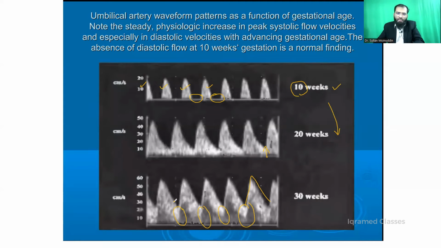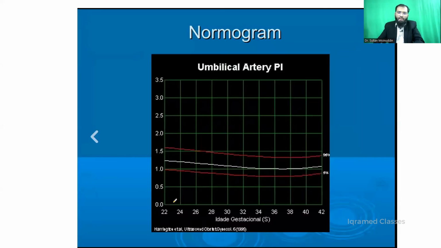Okay. Now you have got various parameters. So one is called PI, second is called RI. So both of these, what are they? These are parameters which are calculated based on PSV and EDV. So let us make it very simple so that it becomes easy for you to understand.